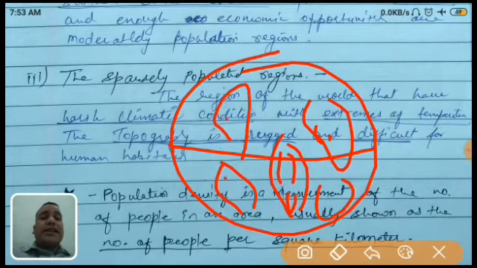In Australia there is the Great Australian Desert. And there are also some cold deserts, like the Gobi Desert, which is on the Mongolia and China border, and Taklamakan, which is in China. So there are two types of desert: cold desert and hot desert. Sahara and Thar are hot deserts.